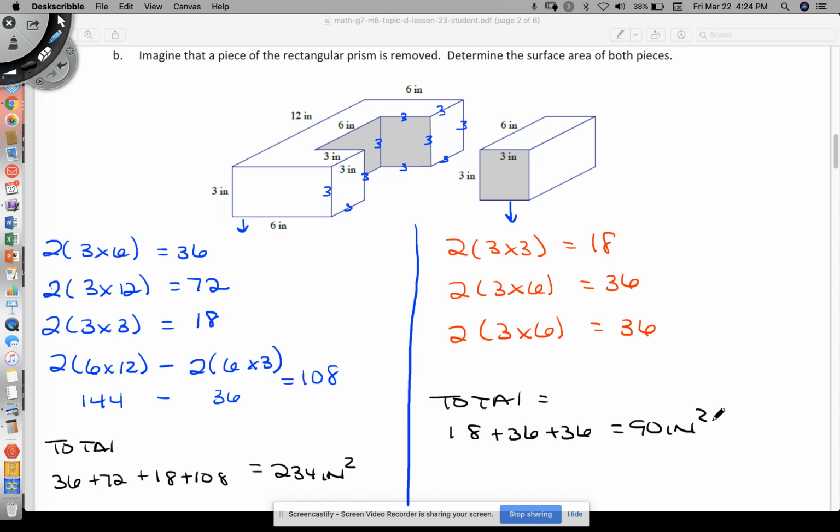Now, they didn't ask me to put them back together, so we're going to keep those answers separate as our 2 final answers for this problem.